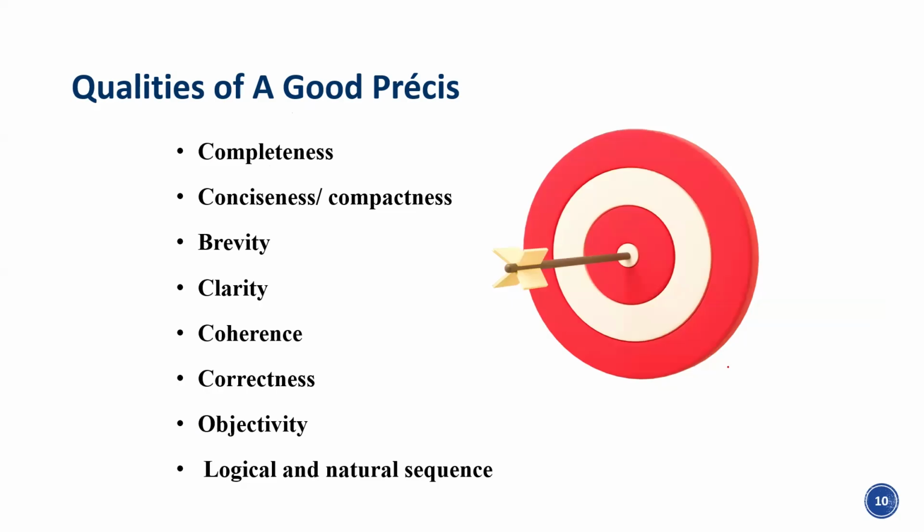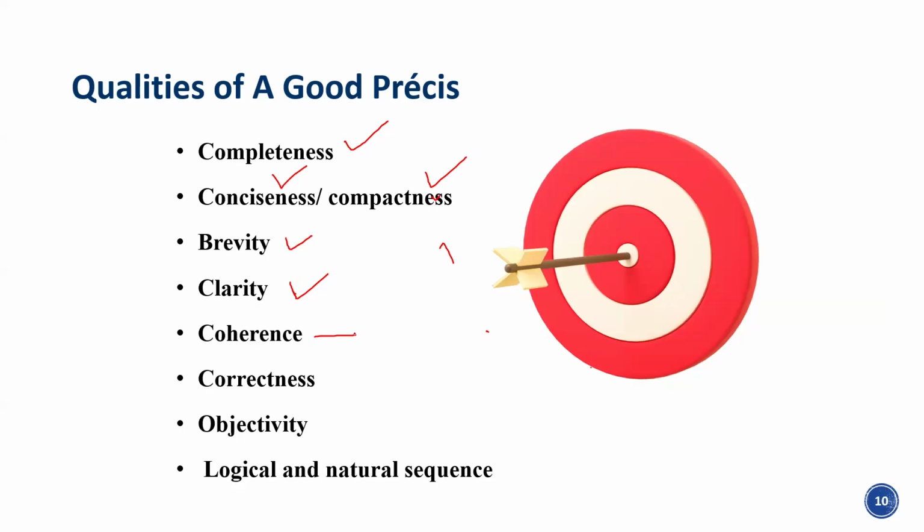So what are the qualities of a good precis? If you look at the qualities of a good precis, you will find completeness, conciseness and compactness. It will be very short, very concise, very compact, and there will be brevity. In other words, there should be clarity, as you are going to summarize and squeeze the things. That means clarity is necessary, and coherence is there. Coherence means making it a whole one.